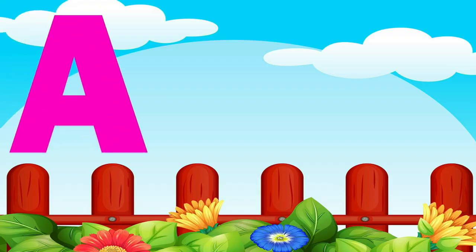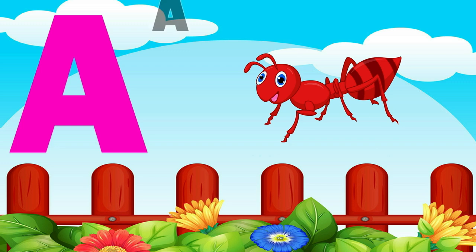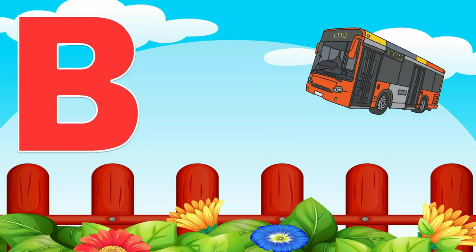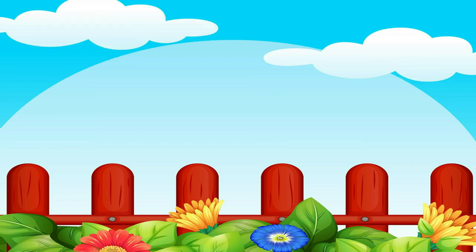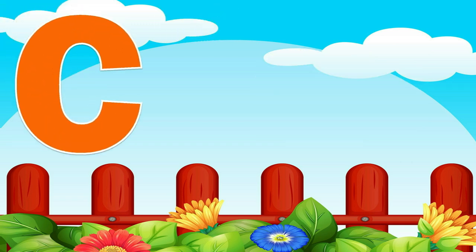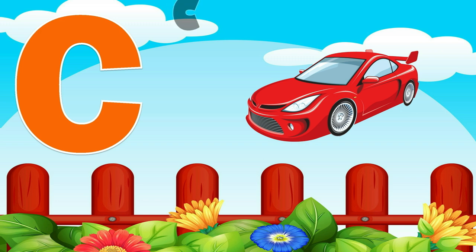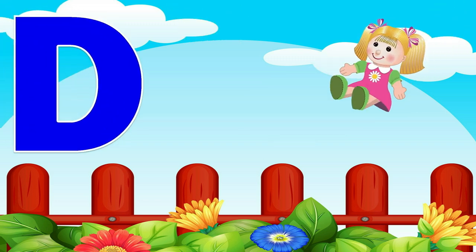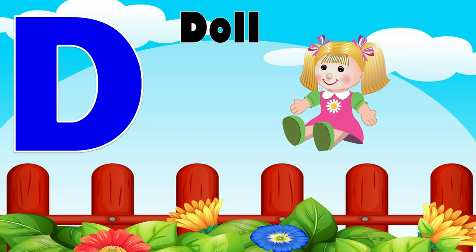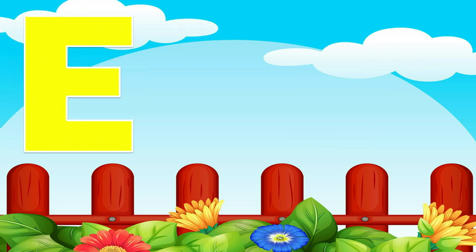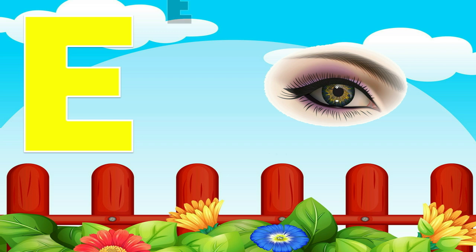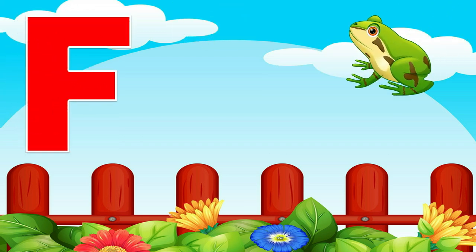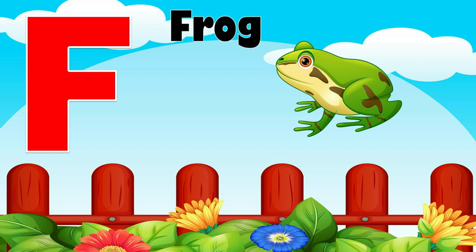A is for ant. B is for bus. C is for car. D is for doll. E is for eye. F is for frog.